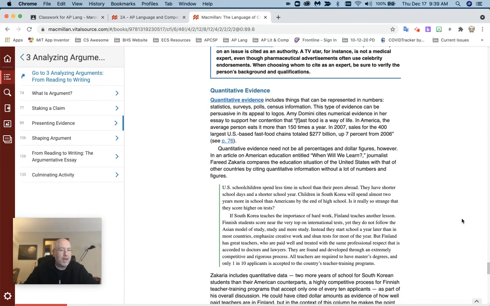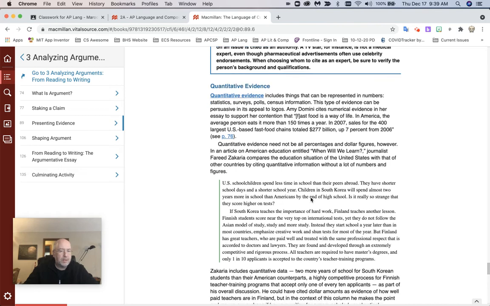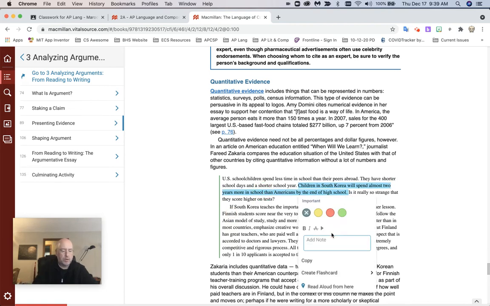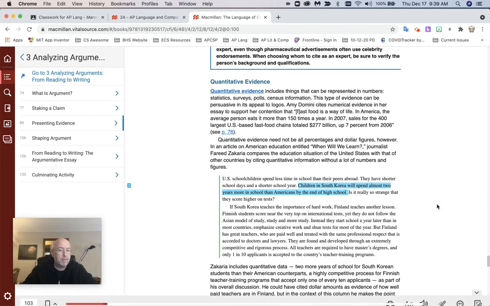Quantitative evidence, that is great. Quantitative evidence means stats, polls, census information, things like that. This person, for example, is talking about more time in the school year, and they use children in South Korea will spend almost 2 years more than Americans by the end of high school. That is using quantitative evidence, and there, I'll just mark it in here. 2 years uses hard data. Hard data tends to commit to logos, tends to be something that commits to that.